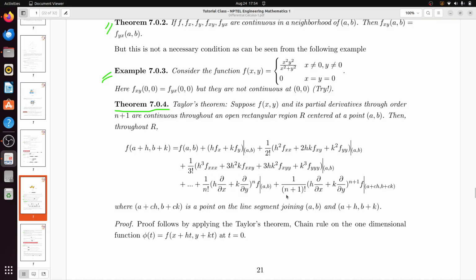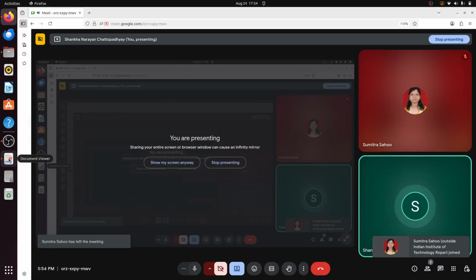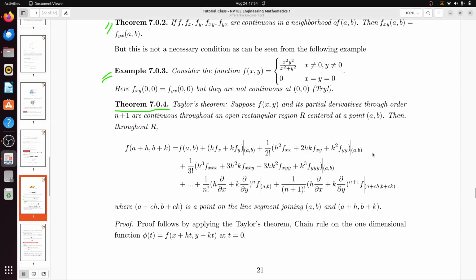the binomial like that, and I think up to second order is sufficient. If you memorize it, up to second order is sufficient. You just need to memorize up to second order only.